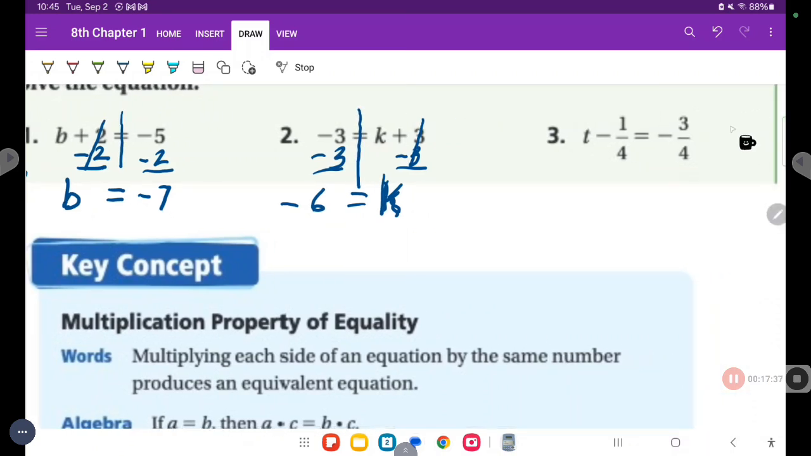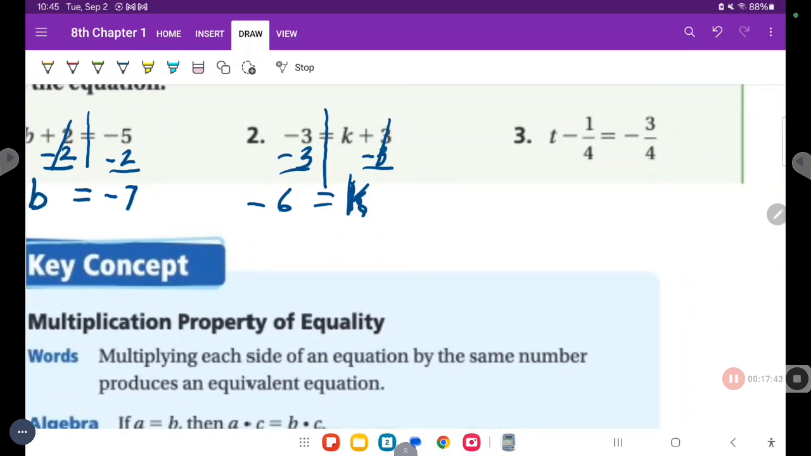Hi, a fraction. I hate fractions. All right, first step, draw your line. Second step, what is the variable? What is the lone wolf in this? It's the T. It's a big bad wolf.